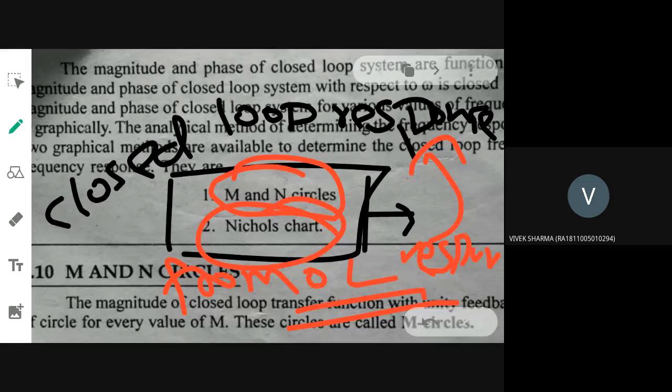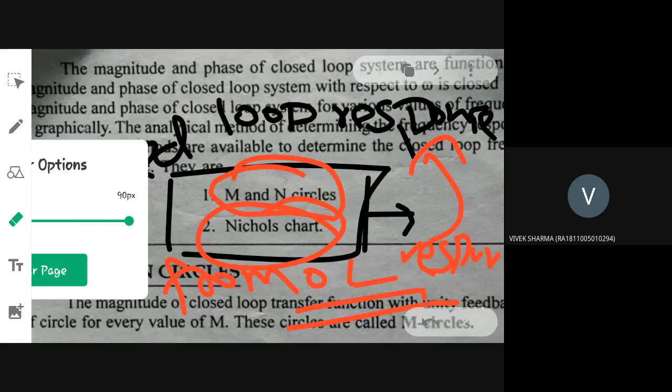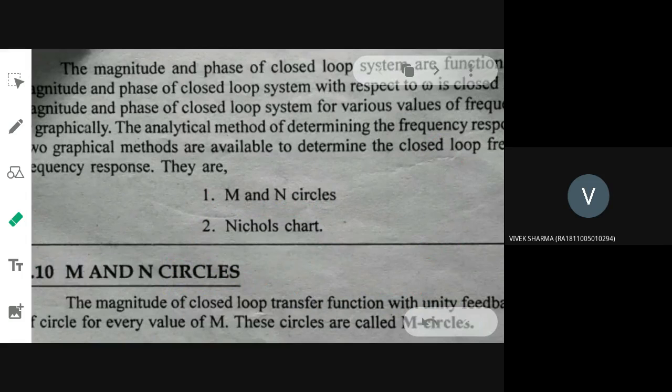Alright. So what are the two methods that you will be using for obtaining the closed loop system response? What are the two methods with the help of which you will be able to obtain closed loop frequency response? Open loop, usually you will be using commonly Bode plot, polar plot, Nichols plot and all. Suppose specially if you want to determine closed loop frequency response, you will be using what methods? Two methods are there in the slide. No, name the methods. M and N circles and Nichols chart.